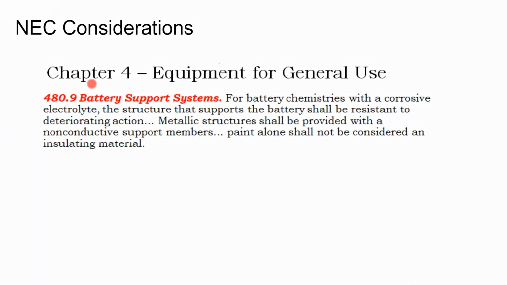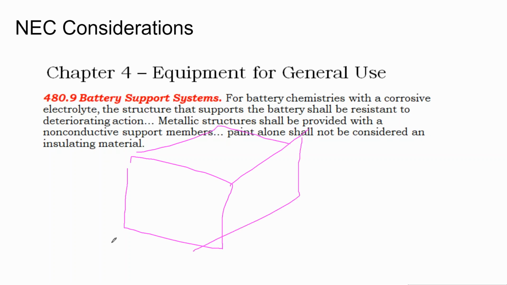When the battery chemistry has a corrosive electrolyte, the support structure for the battery should be resistant to deterioration. Metallic structures shall be provided with non-conductive support members. Paint alone should not be considered an insulating material. And so what that means is I get a refurbished forklift battery, and it comes in a painted metal box. And obviously they don't want that metal box to be conductive from the battery.